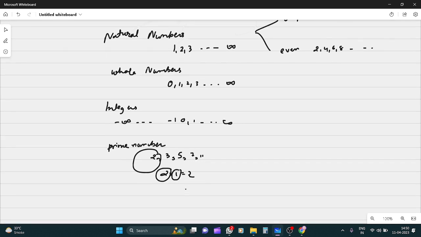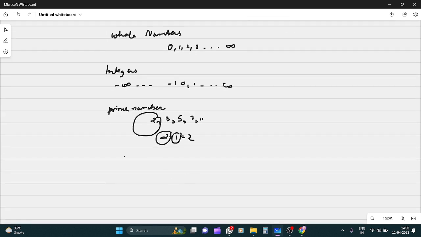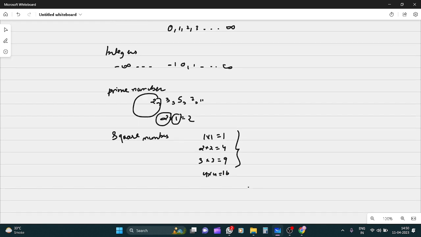Okay. Now there comes the square numbers. Square numbers. What do you mean by the square numbers? When the same numbers are multiplied, we get the square numbers. That means 1 multiplied by 1 is 1, 2 multiplied by 2 is 4, 3 multiplied by 3 is 9, 4 multiplied by 4 is 16. Hence 1, 4, 9, 16 and so on are called the square numbers.